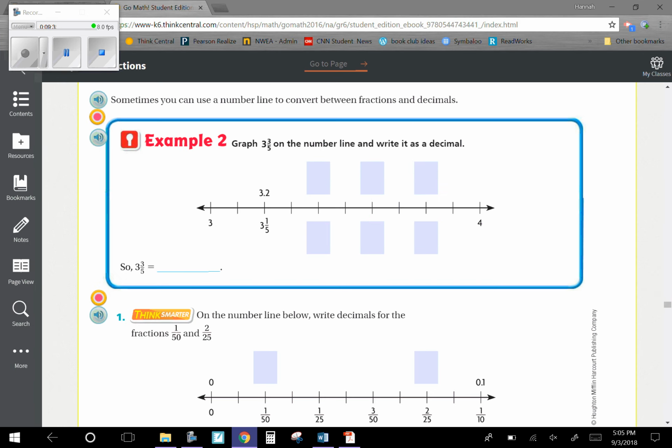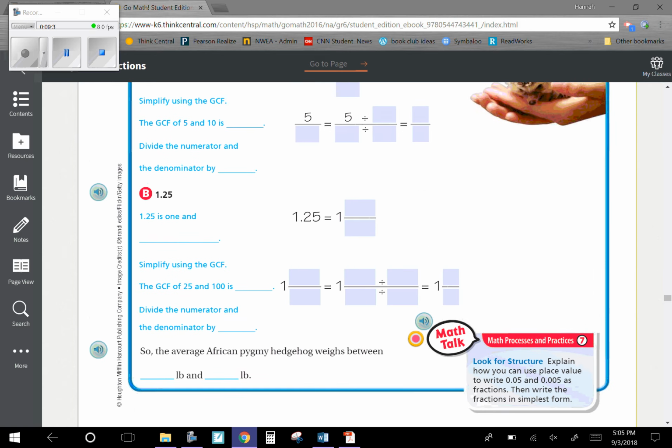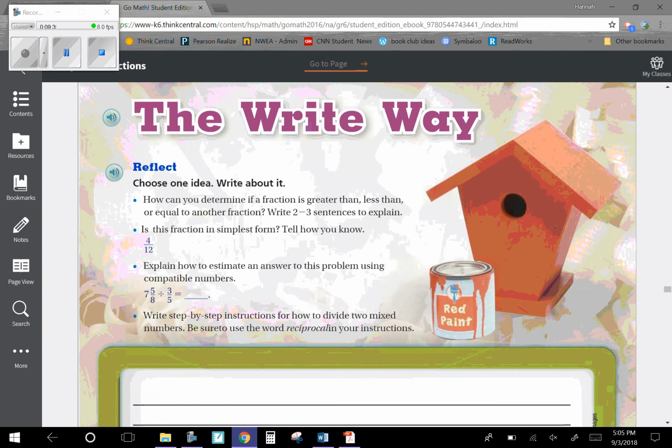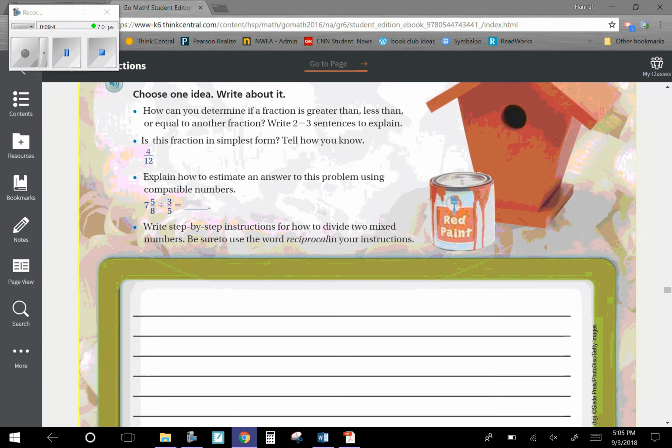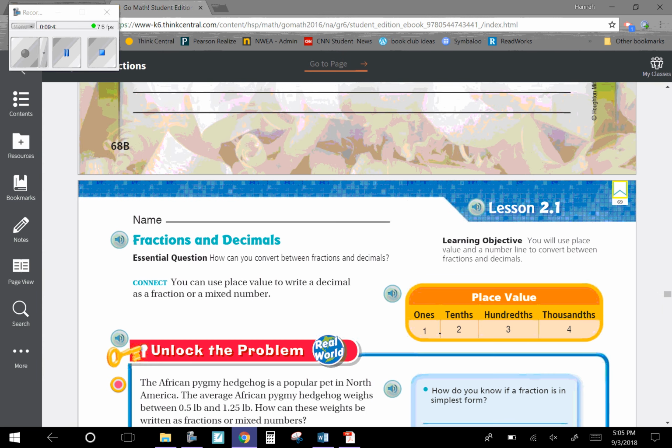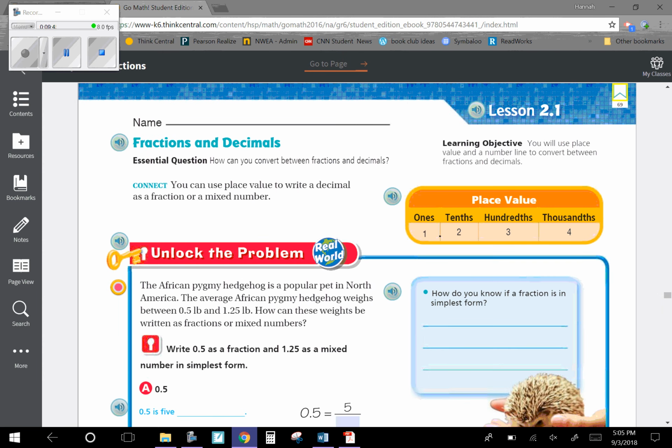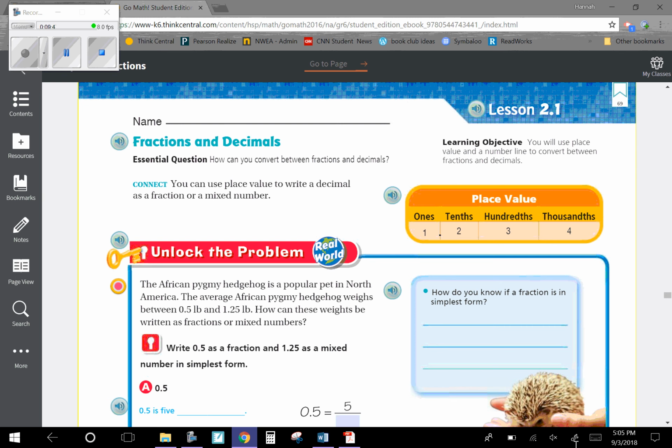Do you have any questions over this lesson, which is 2.1 fractions and decimals? Make sure that you ask your teacher. Quick reminder is that our learning objective is that you will use place value and a number line to convert between fractions and decimals.